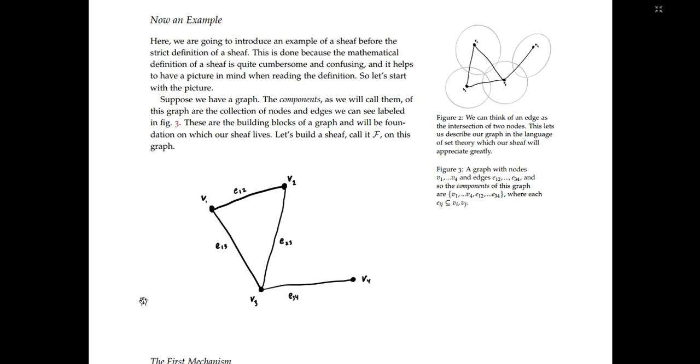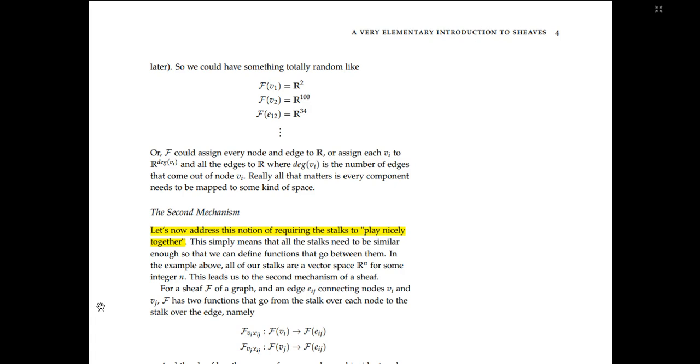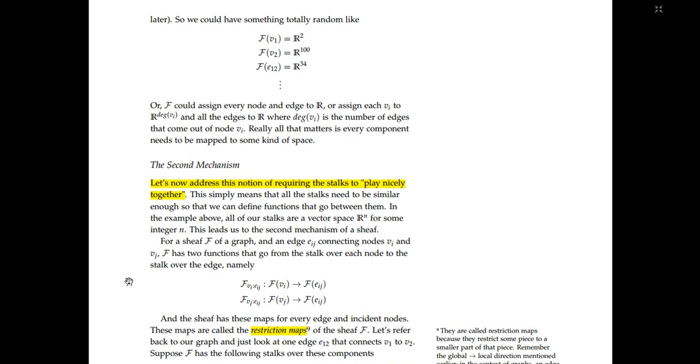Let's see an example. Suppose that we have this graph. We have a set of edges and a set of nodes that are connected. We can associate to each vertex or an edge a stack. So a stack is something just like a vector space that we associate and augment the graph with that data. We can have like arbitrary stacks, but we require that these stacks play nicely together. So we have some restriction maps that has to be satisfied.